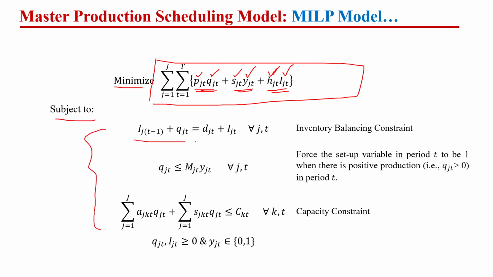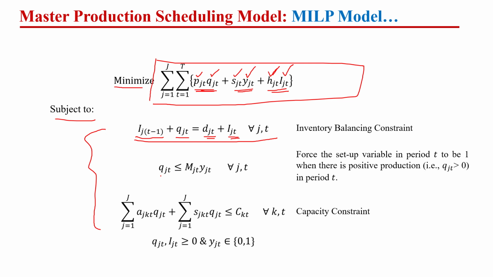The first constraint we have is the inventory balancing constraint, which you can also call the demand and supply constraint, or simply the demand satisfaction constraint. That is basically the inventory we have in the last time period for product J, plus the quantity we are going to produce in this particular time period of product J, and what is the demand of product J during this time period, and how much ending inventory we have at the end of the period T.